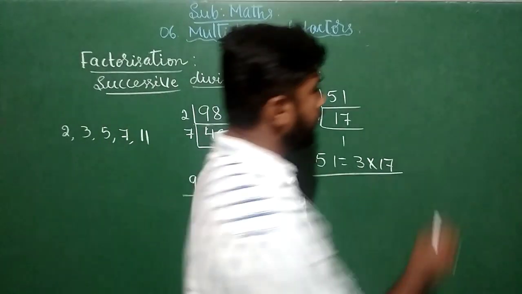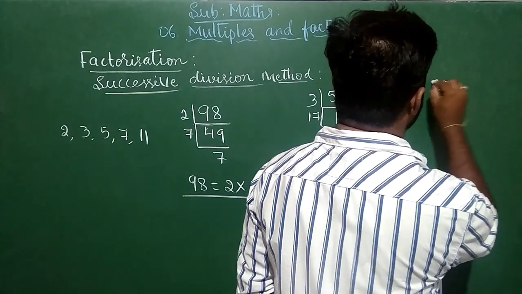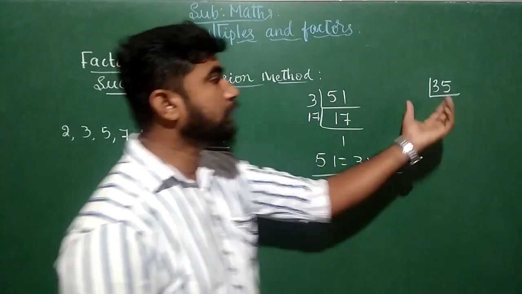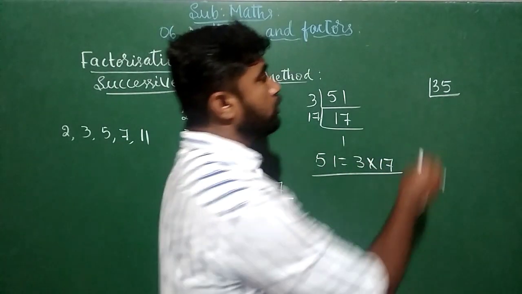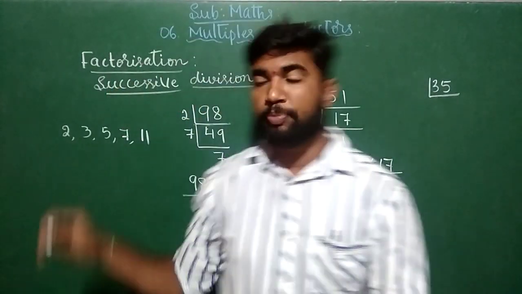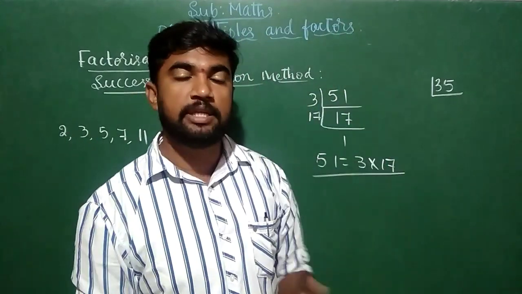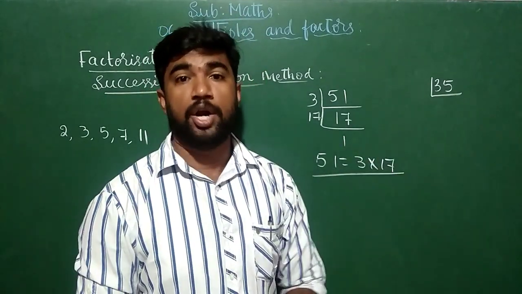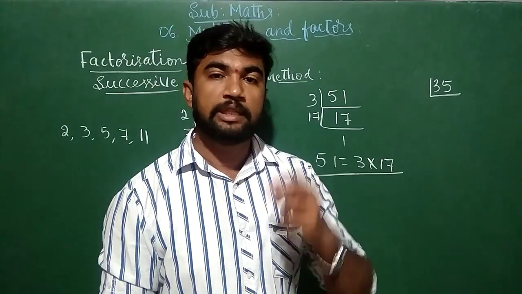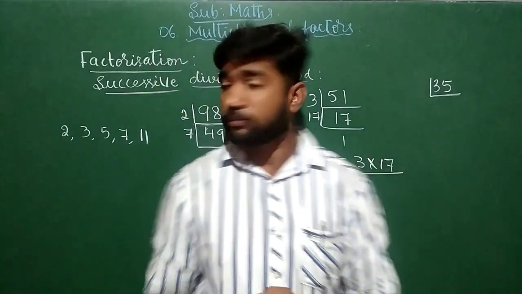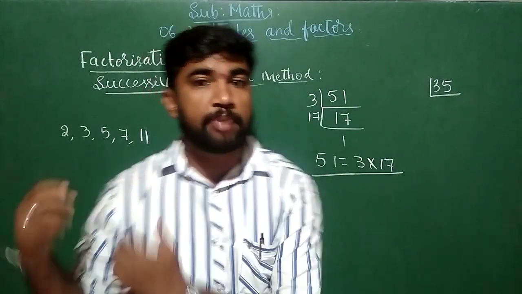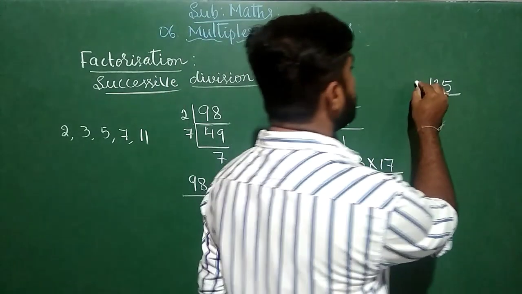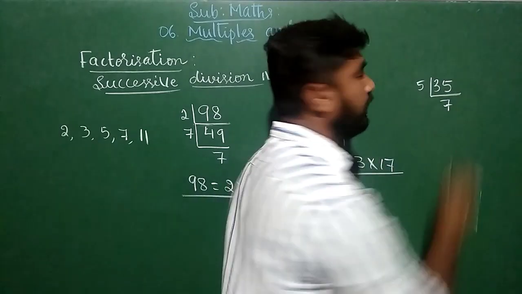Next, one more problem, that is the third problem, 35. By using the division method, we need to find the prime factors. This is the third problem from 6.8. Again we start from the smallest prime number, that is 2. Can 35 be divided by 2? No, because it is an odd number. Next the 3 table, 35 is not divided by 3. Next prime number is 5. 35 is possible to divide by 5. Yes. 5 7s are 35.